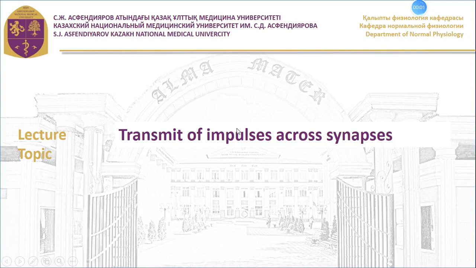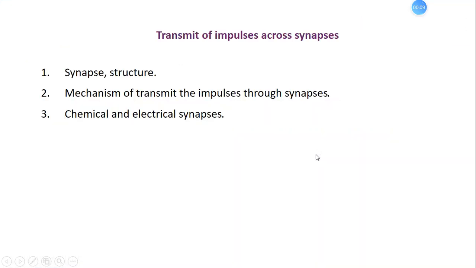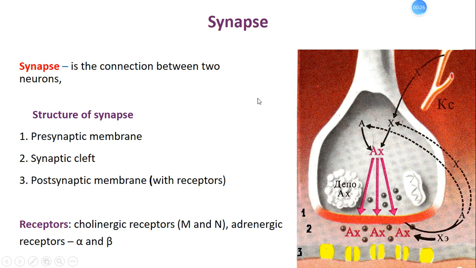Again, today we have a topic of synapses, and our topic is transmission of impulses across synapses. And again, here we have the lesson plan. We will introduce synapses and their structure, the mechanism of transmission of impulses through synapses, and we have chemical and electrical synapses. And here, this is one typical chemical synapse.